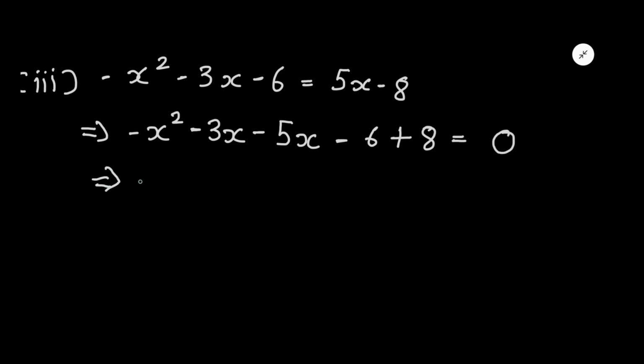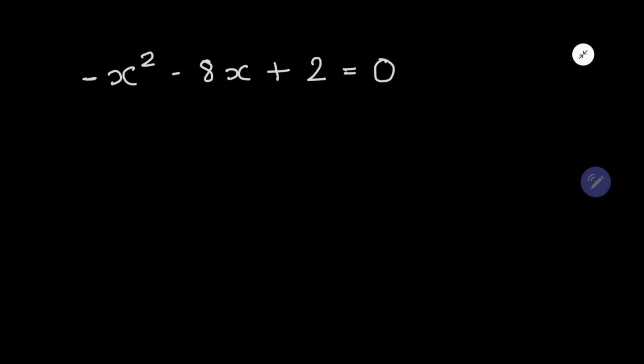So the final equation is minus x square. So minus minus is plus, comes minus 8x. Here plus, minus minus, so 8 minus 6 is 2, plus 2 is equal to 0. So our final quadratic equation is minus x square minus 8x plus 2 is equal to 0.